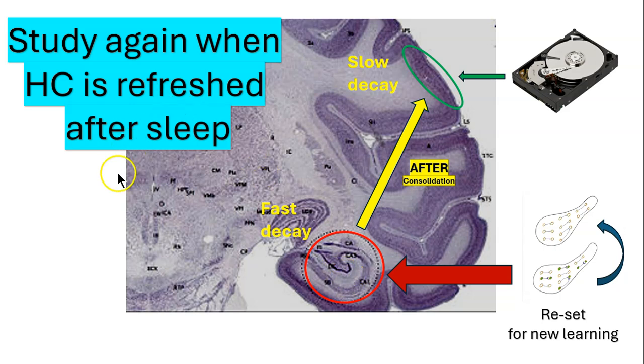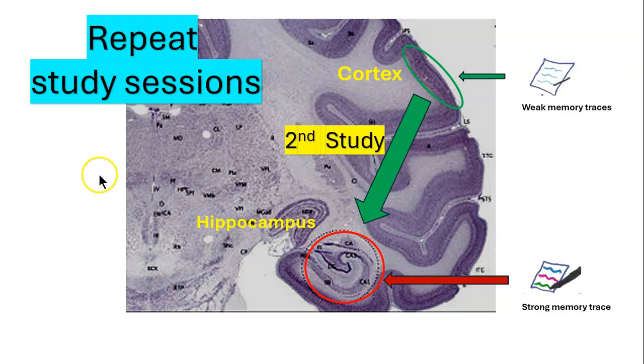So this also leads to a study tip. We want to study again when the hippocampus is refreshed after sleep. So we already had one study session, now we went to sleep, and now we wake up the next day and our hippocampus is nice and refreshed, ready for a second study session. And that gets us to this other tip, why it is that we have to repeat our study sessions. This is a really important thing to do if you want to get educated.